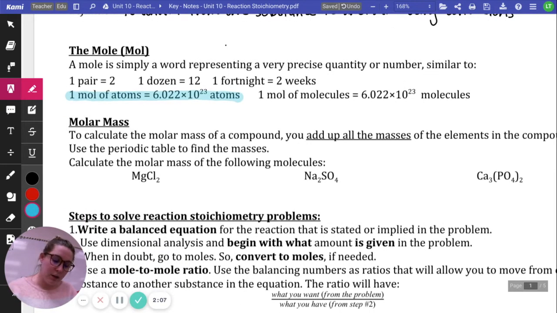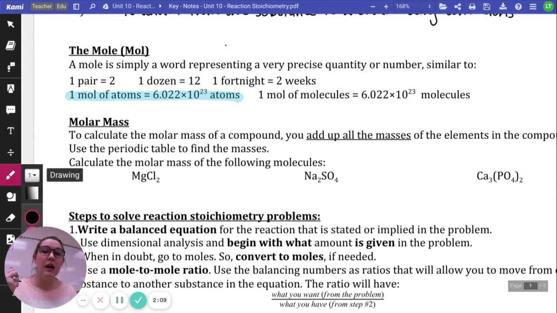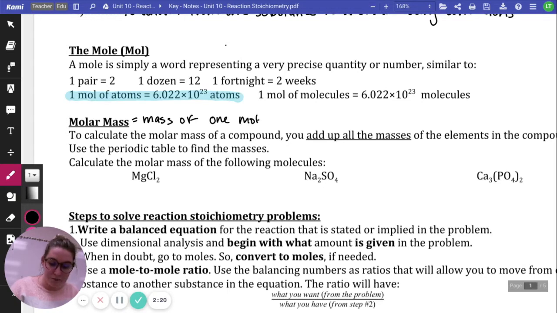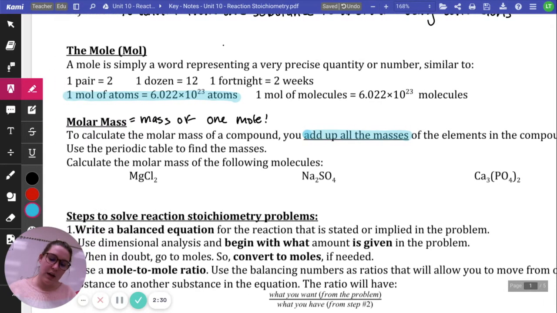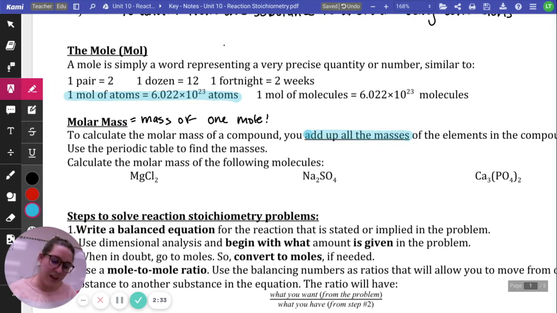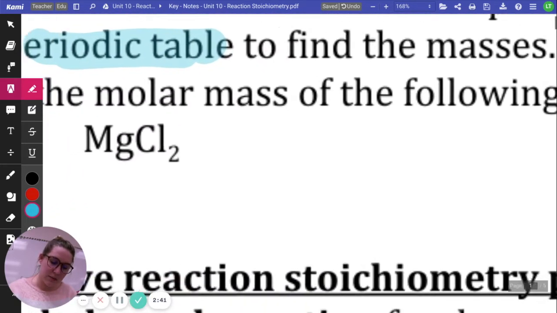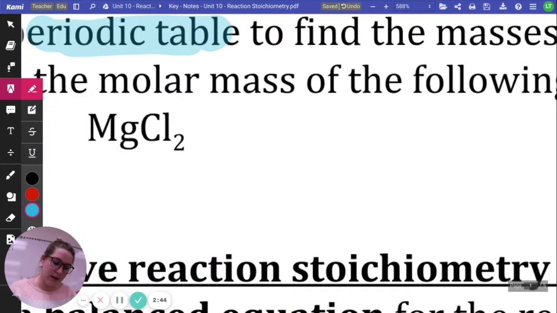All right, now the conversion you're probably going to use most often is molar mass. Now, remember that molar mass is the mass of 1 mole. We learned this last semester. We learned how to calculate molar mass: you add up all the masses of the elements in the compound, and you'll use the periodic table to find the masses. So we're going to start with these first few problems, just calculating their molar mass. I'm zooming way in so that you can see and I can write nice and clearly.